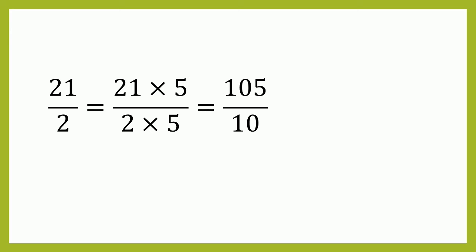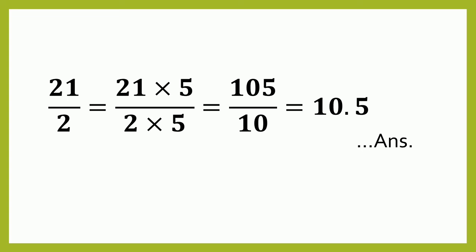Now we can write it in decimal form by using this first rule. There are 3 digits in the numerator and one 0 in the denominator. So we will count one place from the right. So we will put the point in between 0 and 5. So our answer is 10.5. So that means 21 upon 2 can be written as 10.5.